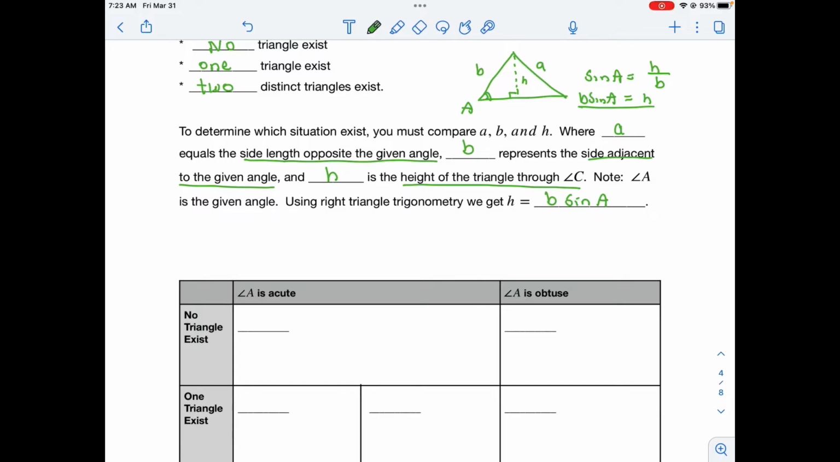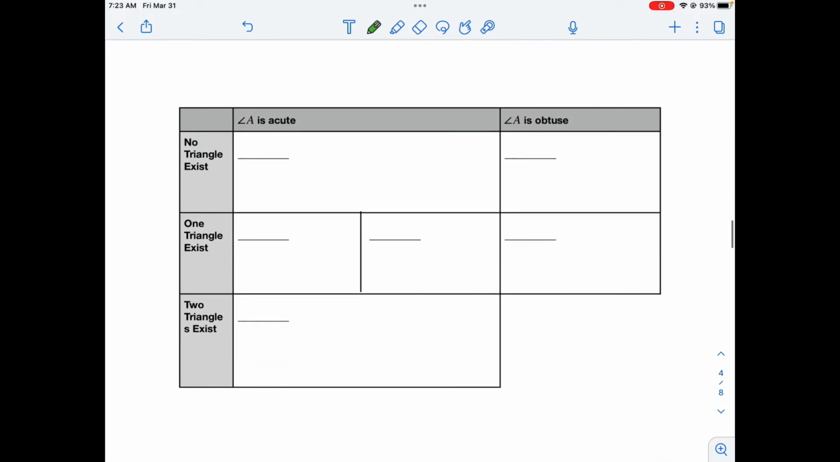Whenever you're trying to figure out how many solutions you have in the SSA situation, the first thing you're going to do is look at the angle that's given to you. Is that angle acute or obtuse? Let's look at the situation if the angle given is an acute angle. Next, you're going to compare the side opposite the angle given with the height of the triangle.